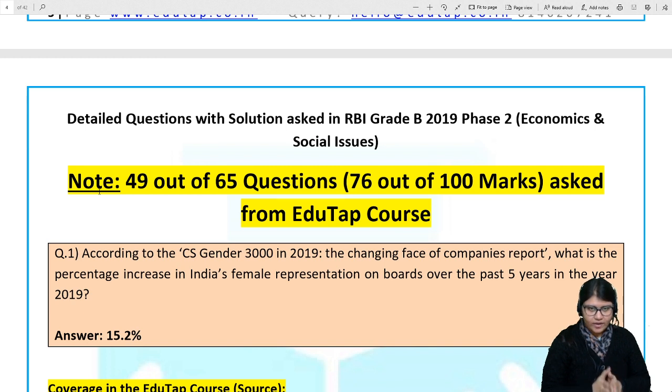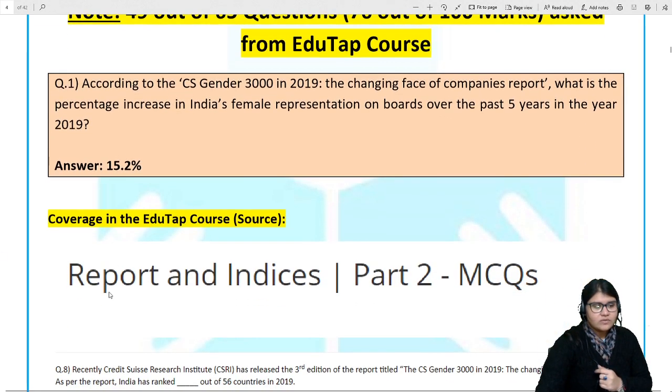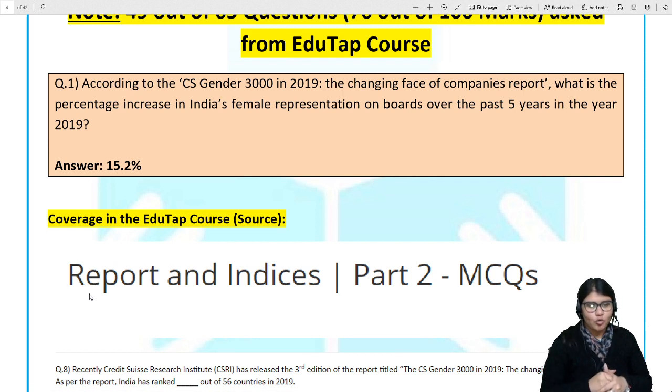Let's have a look at the question, the answer, and then exactly from where that particular question was covered in the source. So the first question that you can see, according to the CS Gender 3000 and 2019, the Changing Face of Companies report, what is the percentage increase in India's female representation on boards over the past 5 years in the year 2019? The answer is 15.2%.